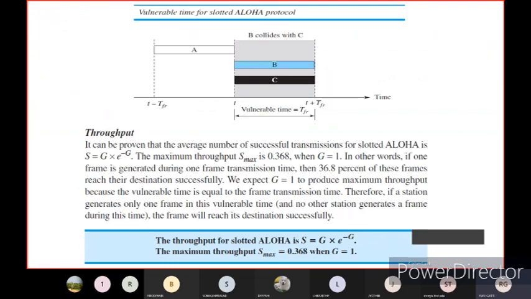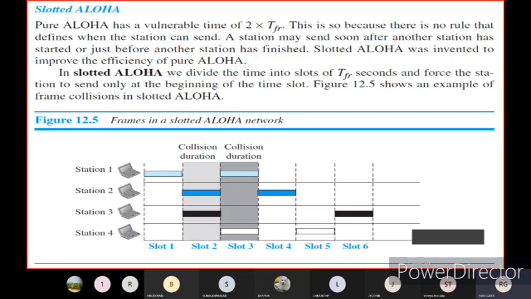So what they have done in this slotted Aloha protocol is that the moment you receive the data, it is not possible for you to transmit. You have to wait for the TFR. The moment the next TFR starts, only then can you transmit the packet. So this was the modification that has been done when compared to pure Aloha.